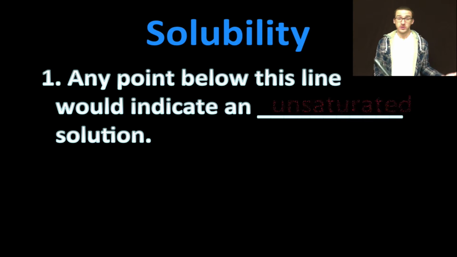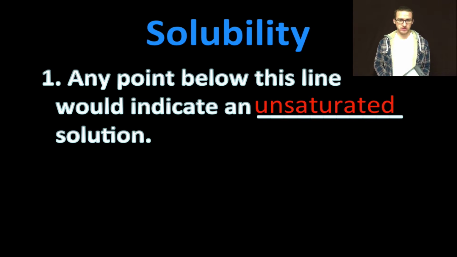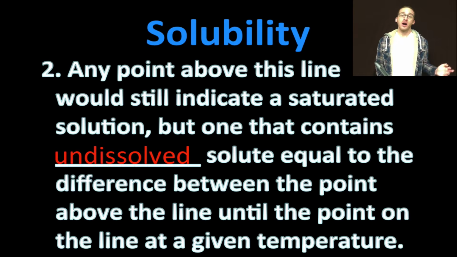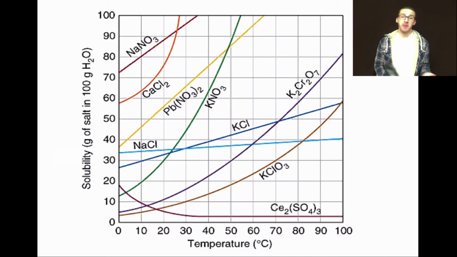Now, if you are looking at your graph and you're at any point below that line at a given temperature, that would indicate an unsaturated solution. Any point above that line, however, is going to indicate a saturated solution, but one that contains excess or undissolved solute equal to the difference between the point above the line and the point on the line at a given temperature. So let's come back to this graph and once again take a look at potassium nitrate.